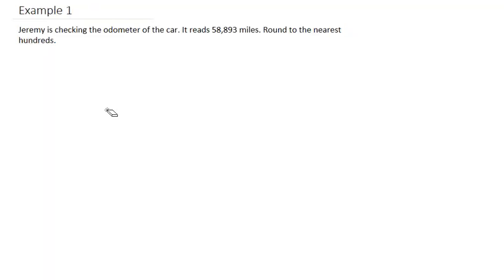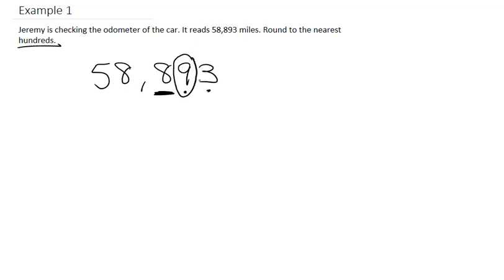Example 1. Jeremy is checking the odometer of the car. It reads 58,893 miles. Round to the nearest hundreds. Let's go to our hundreds place value. We start with the ones place, which is the 3, the 9, which is the tens, and then we have hundreds. So since we are looking to round there, we're going to underline that. Now the thing about rounding is we look at the next digit to the right. So we're going to circle the 9.